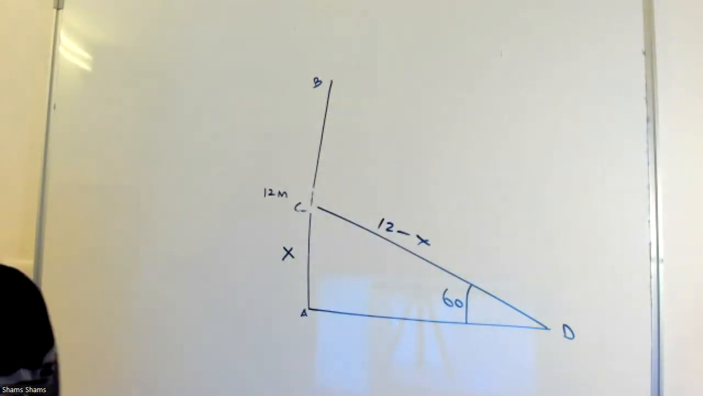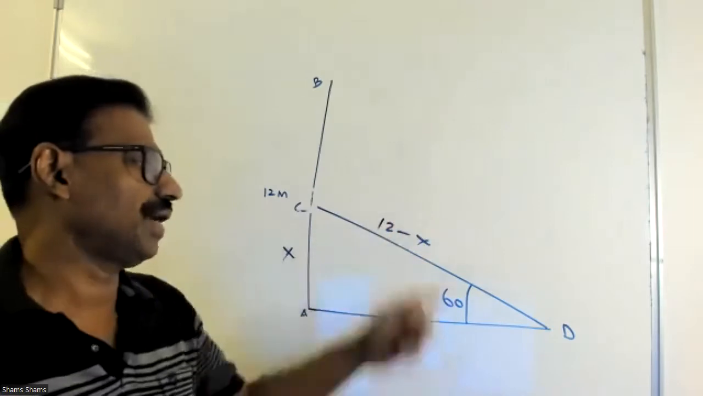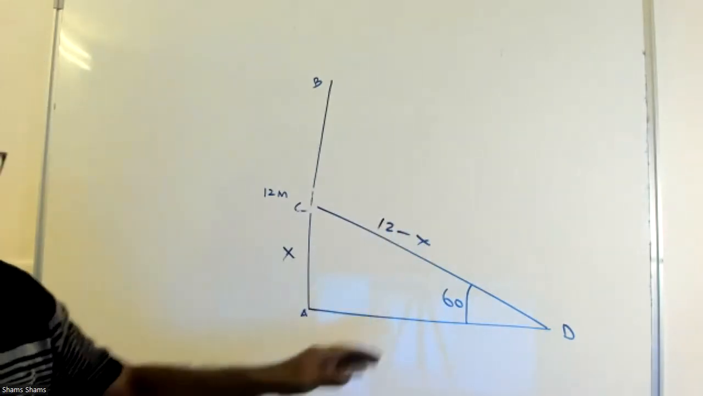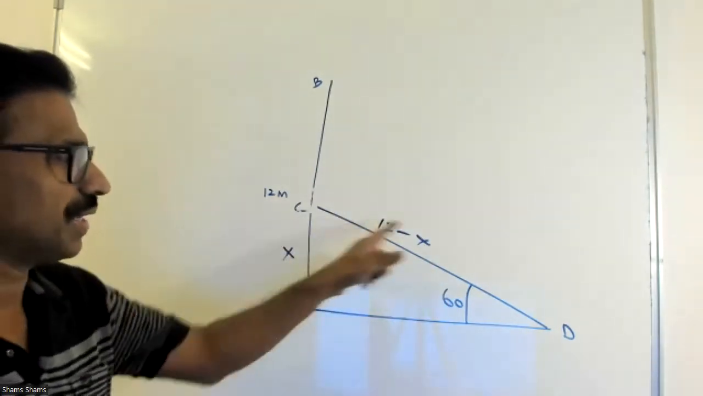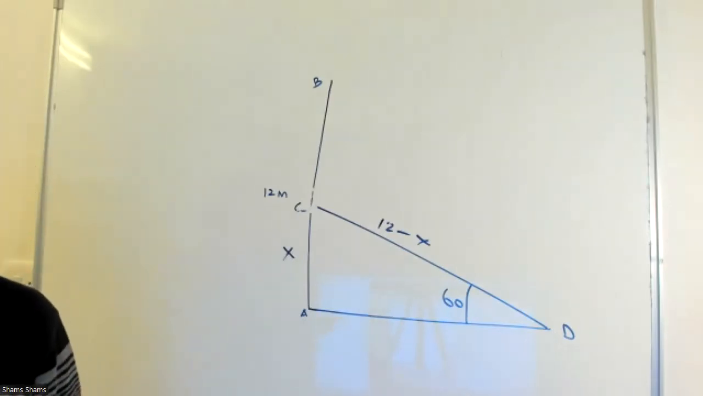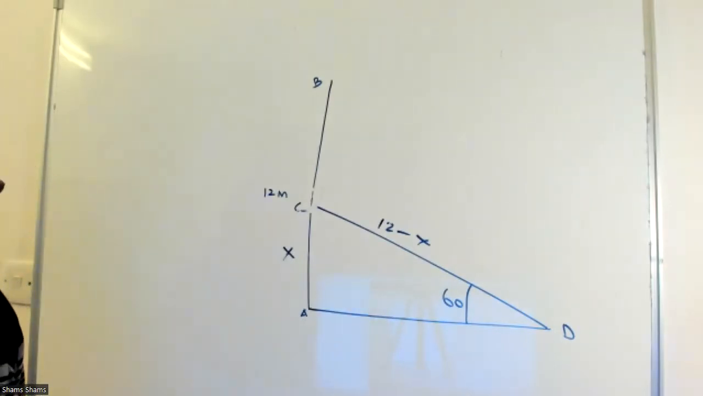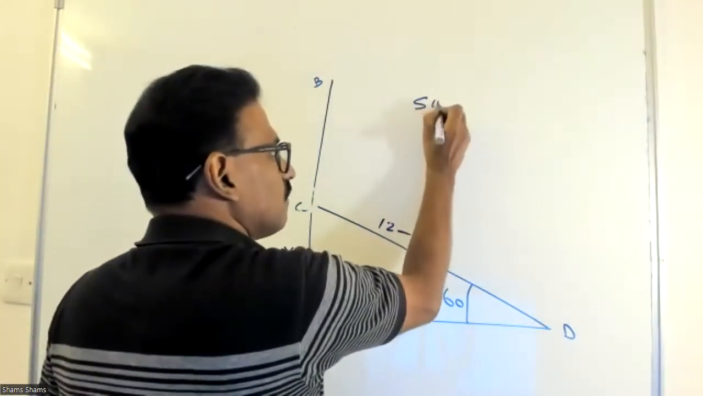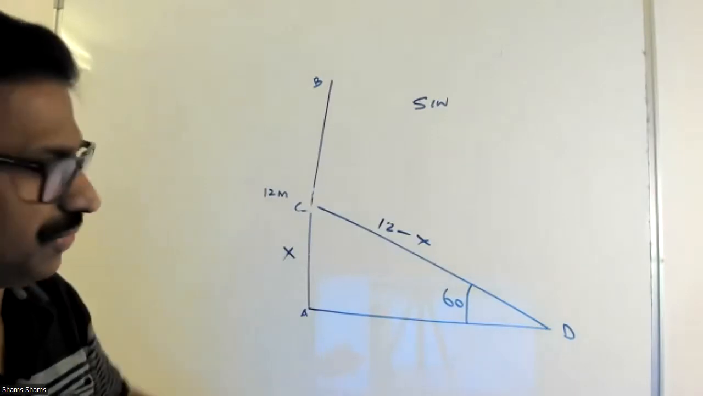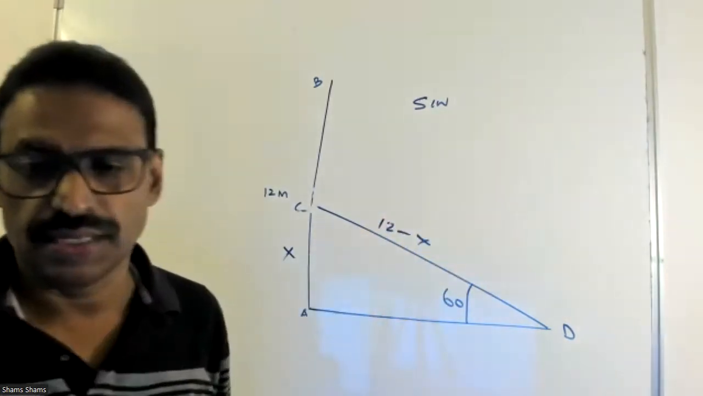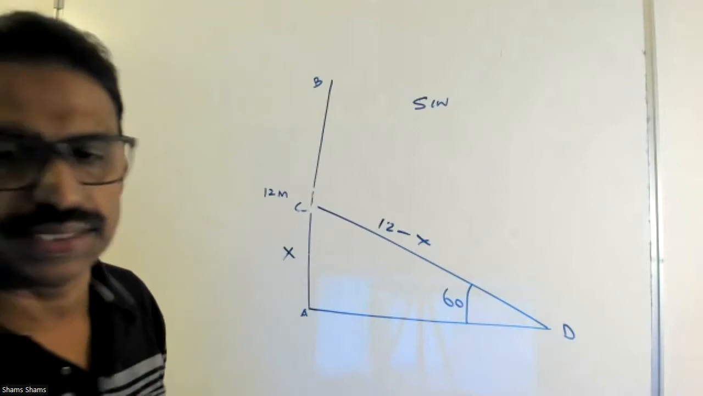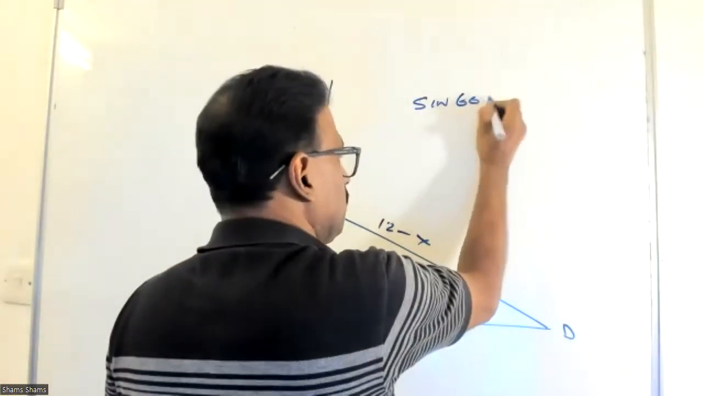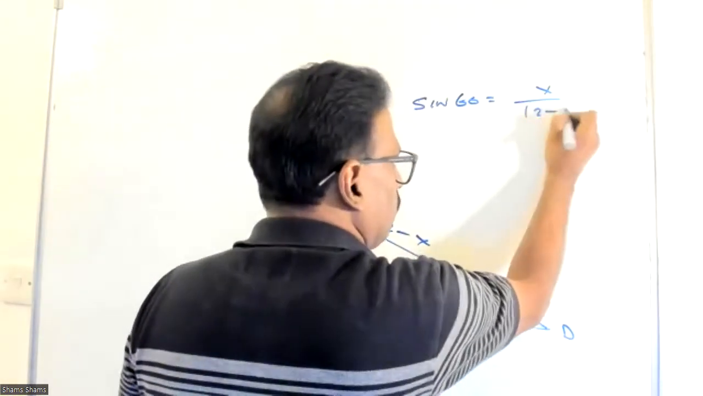Now, connecting these two, which trigonometric ratio? The angle here, connecting these two, which trigonometric ratio? We have six options. Which one is possible? Sine. Okay, sine 60. Cos 60, how? Cos is adjacent side by hypotenuse. There is no adjacent side here. Sine 60 equal to x by 12 minus x.